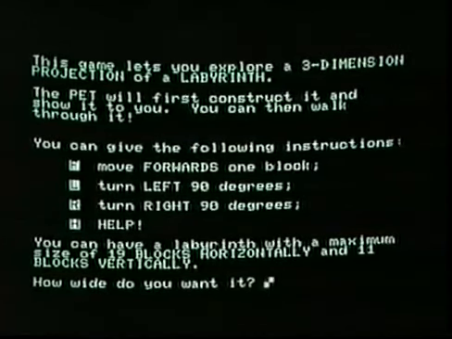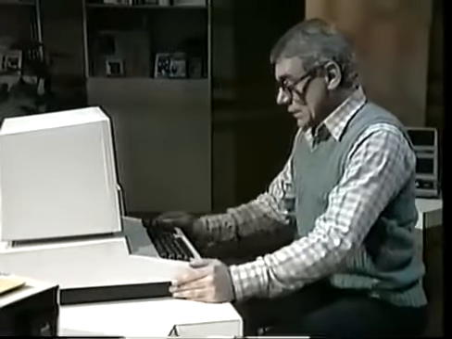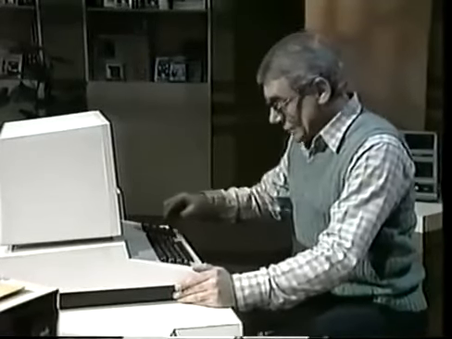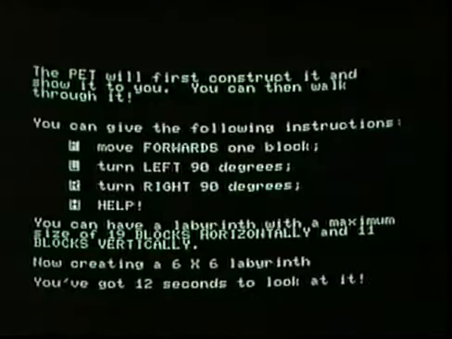You can have a labyrinth with a maximum size of 19 blocks horizontally and 11 blocks vertically. How wide do you want it? Okay, well, let's say 6. How deep? We'll try 6 again. You've got 12 seconds to look at it. Uh-oh. Okay. Now we have to enter there and I turn right, straight up. Oh, that's going to be a tough one. Okay. Right.